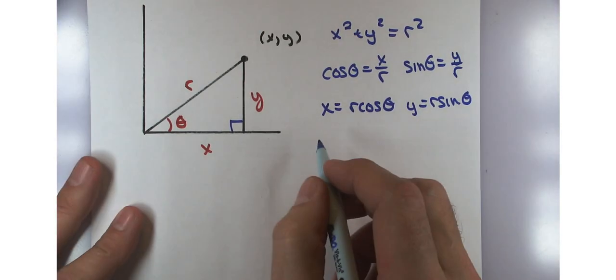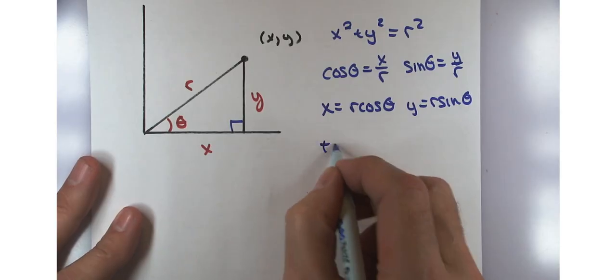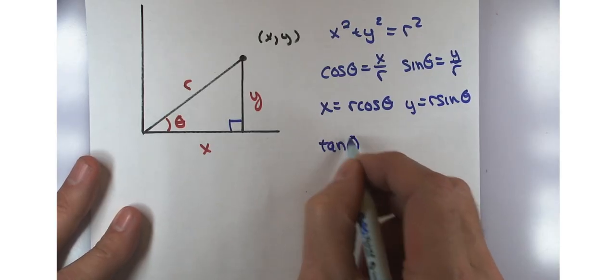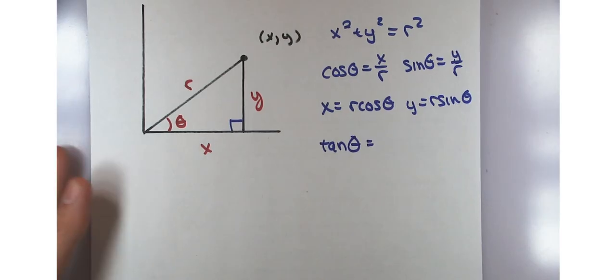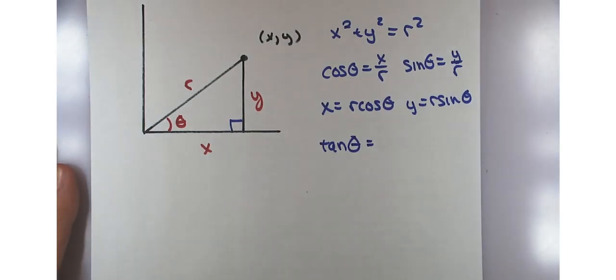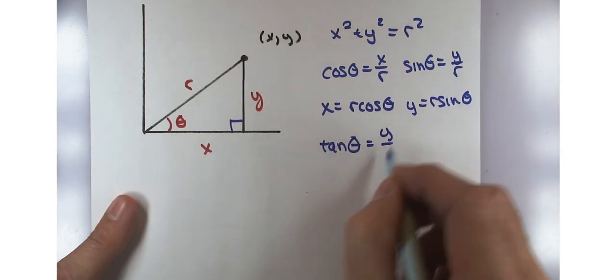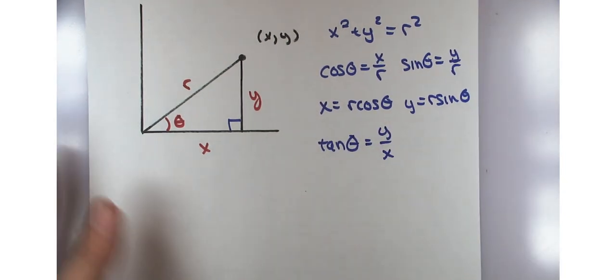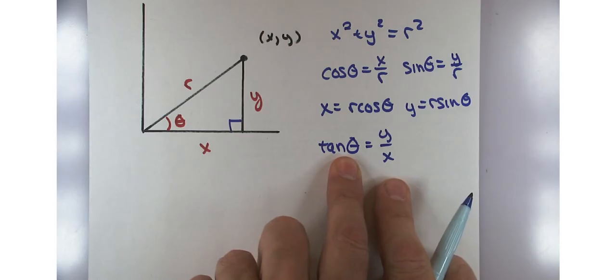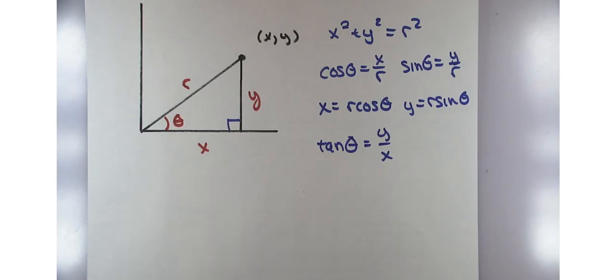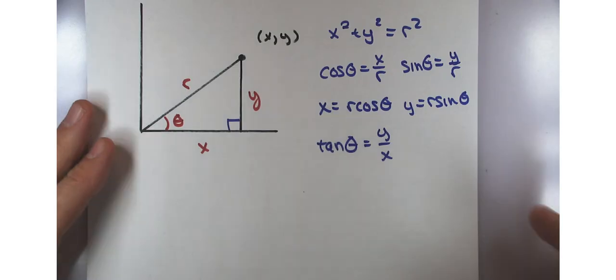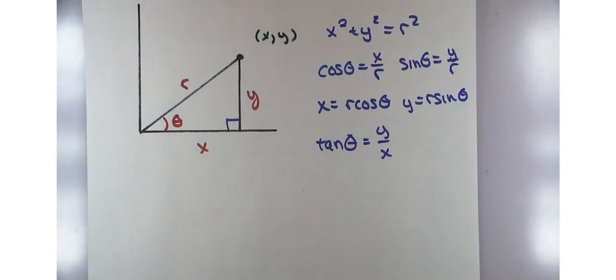There is one more here, and that is the tangent of theta. What's the tangent of theta? y over x. Good. Opposite over adjacent. Now, occasionally you might have the use for inverse tangent of y over x equals theta. That one gets used a little bit more often than it should. But all right, here we go. We got some nice relationships between our variables.